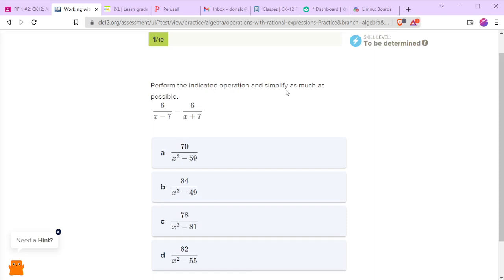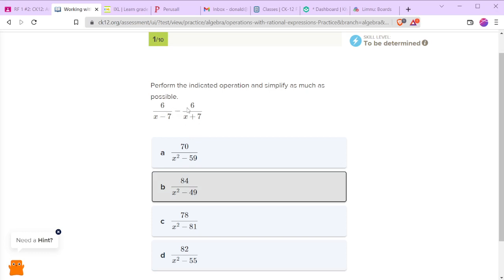So now perform this indicated operation and simplify as much as possible. We have an x plus 7 and an x minus 7 as our two factors in the denominator. They look related, and we could use difference of perfect squares when you multiply them out, but they are not the same. Right? If x is 10, then this first fraction is 6 over 3, or 2, and the second is 6 over 17, which is not 2. So when you put them over a common denominator, we're going to end up with an x squared minus 49 in our denominator.